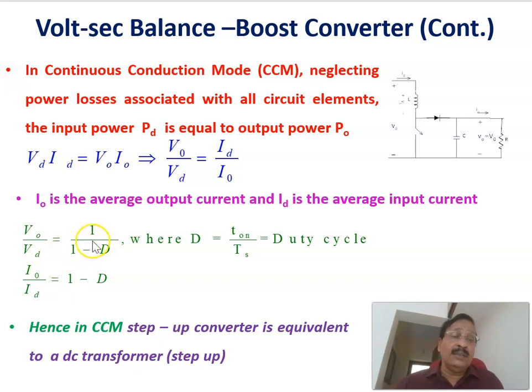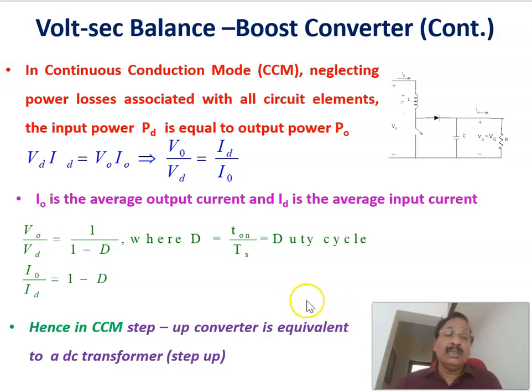Now V0 by Vd we already derived as 1 by 1 minus D, where D is the duty cycle, T on divided by Ts, and so I0 by Id is nothing but 1 minus D. Therefore, the average output voltage divided by input voltage equals 1 by 1 minus D, and the average output current divided by average input current equals 1 minus D. In continuous conduction mode, this step-up or boost converter is equivalent to a DC transformer, a step-up transformer.